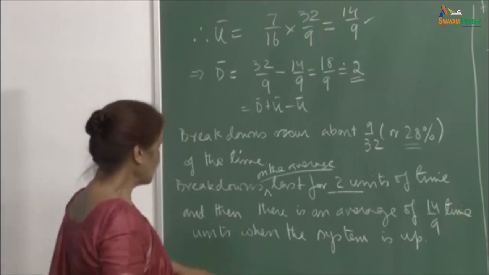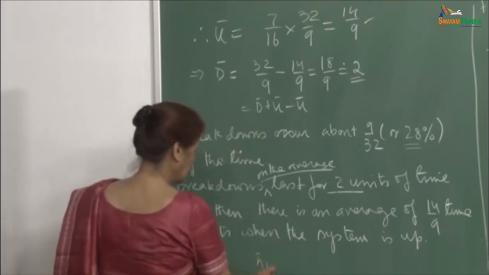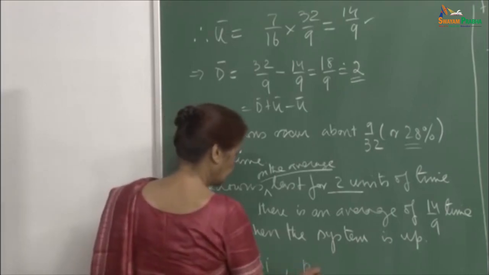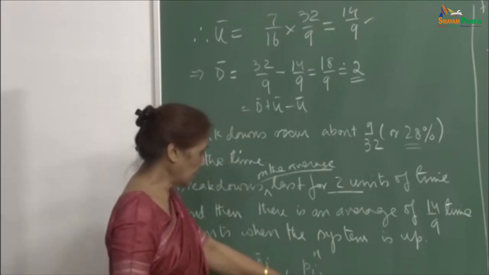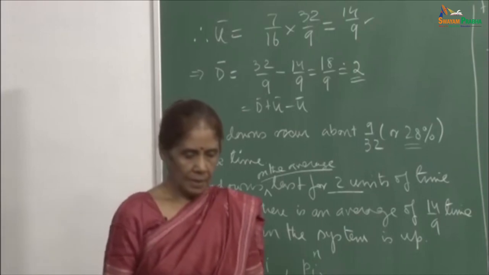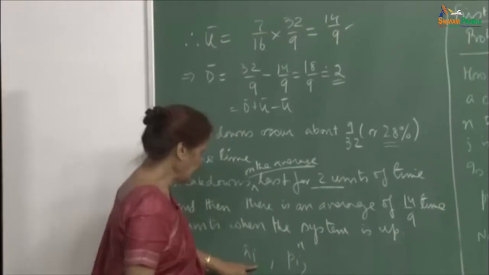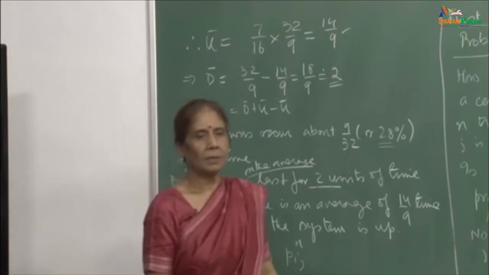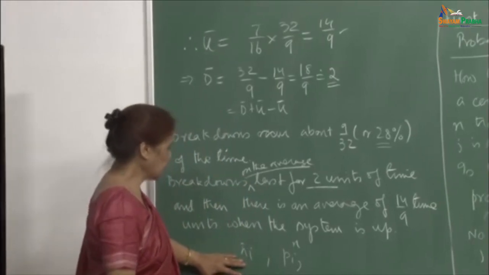Once we have talked about the state probabilities pi i's, and of course we have also computed the number of transitions required to go from i to j, the pi i's gave you the long term probabilities of the system occupying a particular state. And then of course, we also said this is the fraction of time that the system will be in state i. So, I gave you these interpretations of pi i.